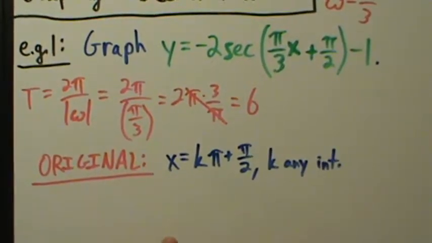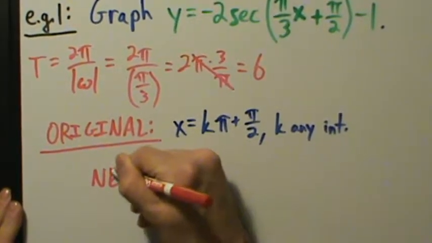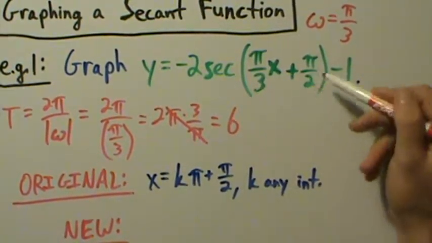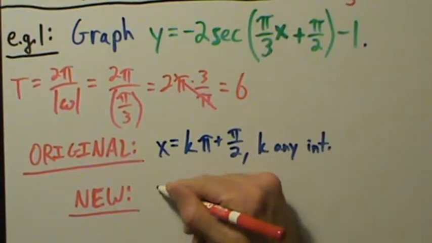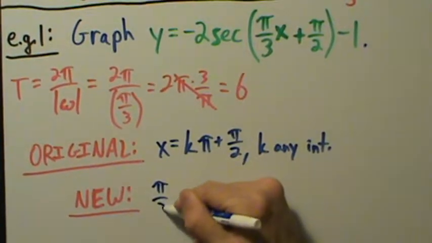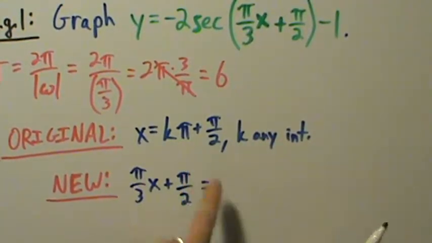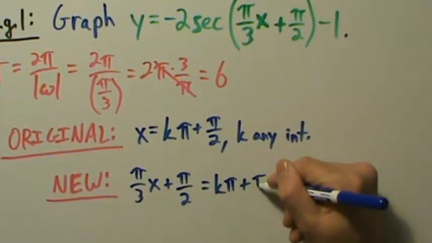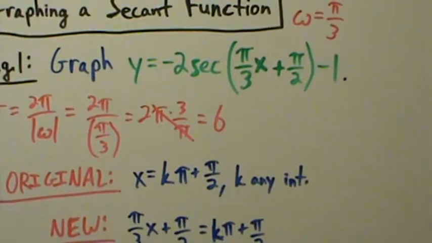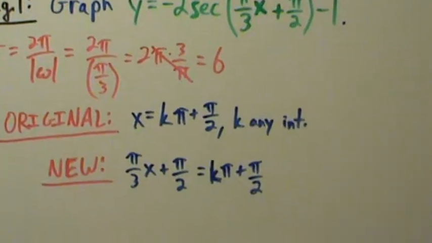We don't have secant of just x, we have secant of this big mess here. So now we write the new general equation for the new secant function we're given up here. We take everything inside of the secant, which is pi over 3 x plus pi over 2, and set it equal to k pi plus pi over 2. We talked a lot about why we do this in a separate video. So take the entire expression inside of the secant, pi over 3 x plus pi over 2, and set it equal to k pi plus pi over 2, where again k is any integer.